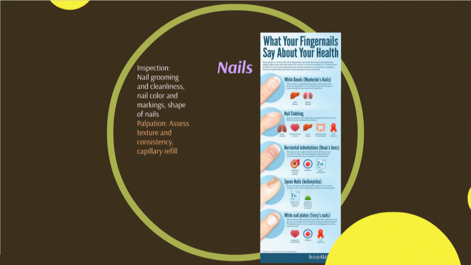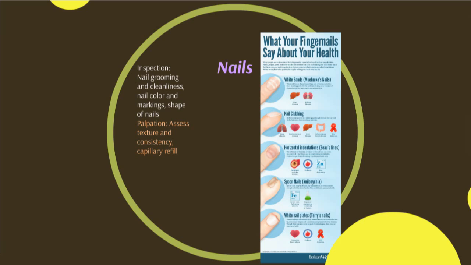Okay. With the nails, we're looking for grooming, cleanliness, color, markings, shape of the nails. Assess the texture and consistency and the capillary refill. So when you're doing this focused assessment for the hair and the nails, make sure that you're talking about all of these different areas. When we're talking about the assessment of the hair, we want to say it's evenly distributed. Things of that sort. We want to be able to describe that, not normal hair. No use of the word normal.